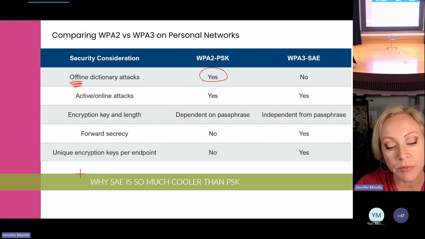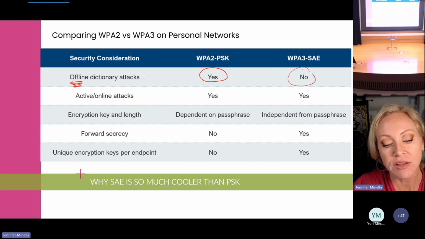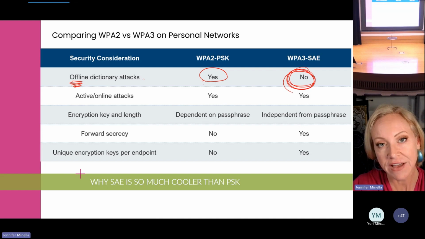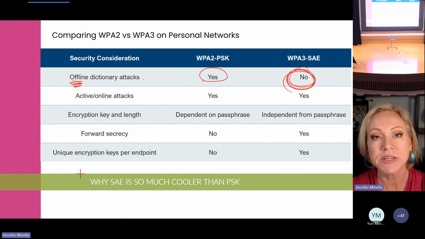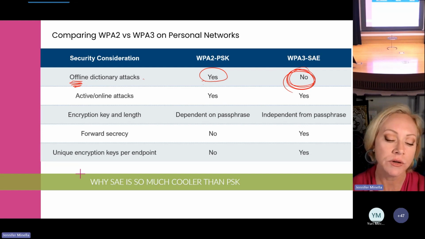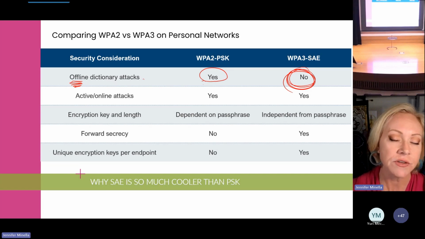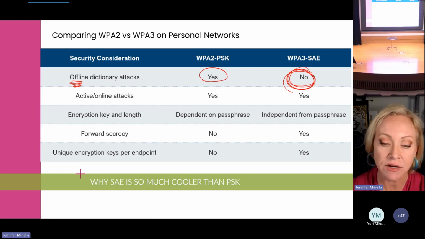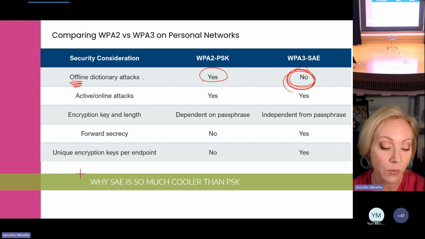But when we get to a WPA3 network, the attacker can't do that. They have to be actively on your network, which means you can monitor for it and alert on it, and you can do different things to automate some remediation there and keep that endpoint and that malicious user off of your network.